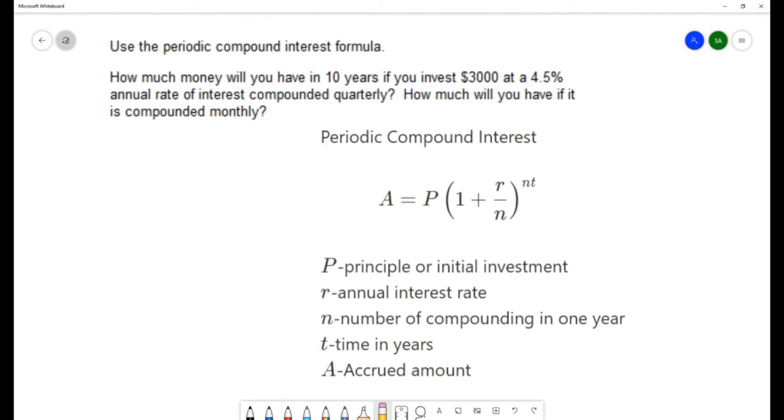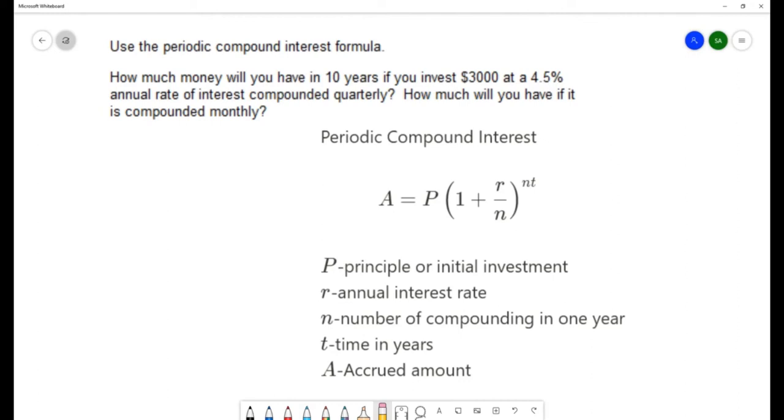And that's what we're going to use in this part of the problem here. Interest is compounded monthly, and N will be 12. But this question also says that interest is compounded quarterly, and quarterly would be 4 times a year. So we're going to do this calculation 2 times, 1 for interest compounded monthly and 1 for interest compounded quarterly.